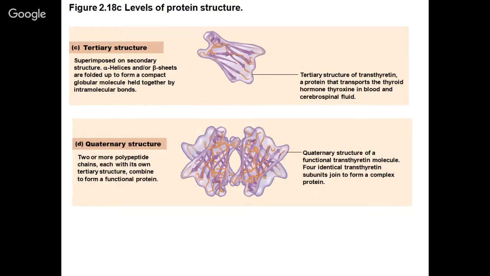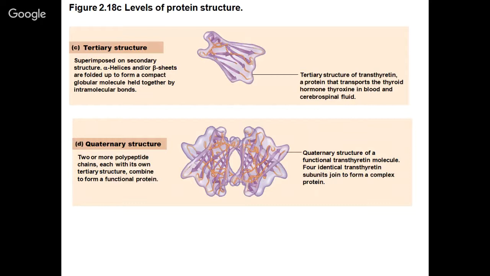And with relation to the tertiary structure, the secondary structures, the alpha helices or beta pleated sheets, are folded up more and then form some kind of compact globular molecule. And the molecule is now held together by intramolecular bonds. So inside there are many more intramolecular bonds formed, and that would help to form a globular structure, and we call it a tertiary structure.